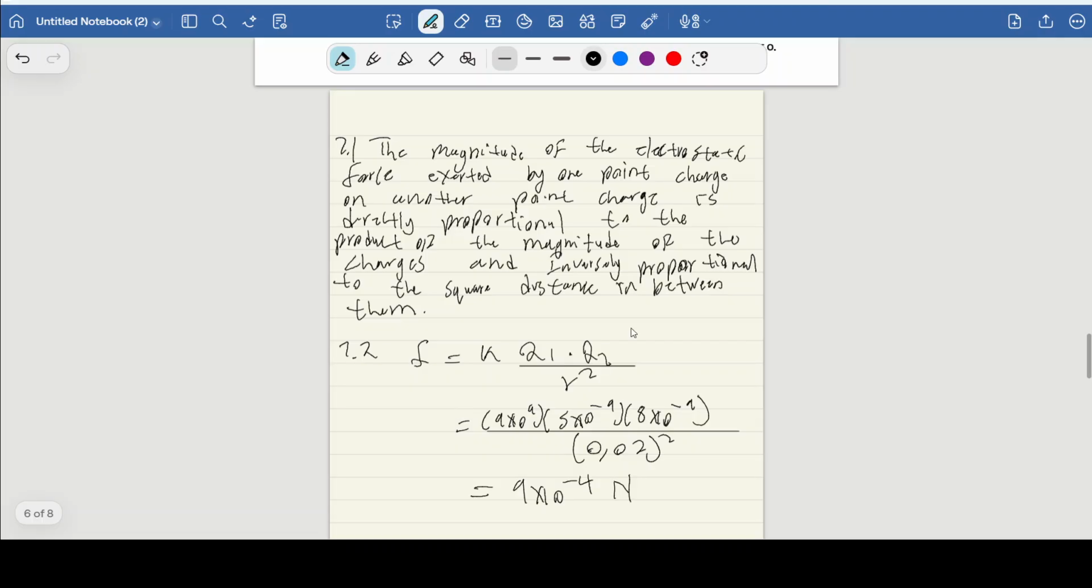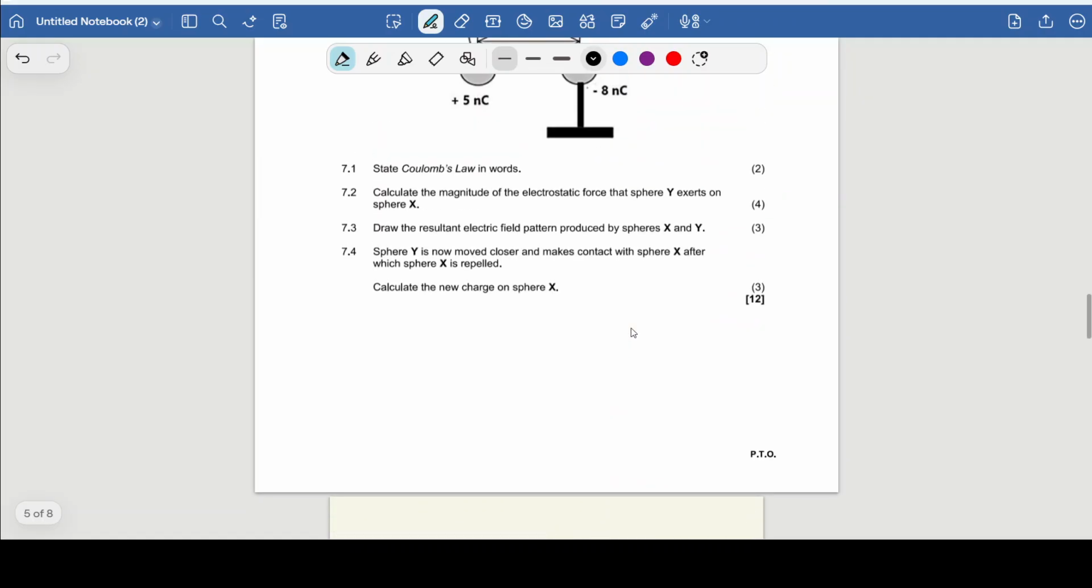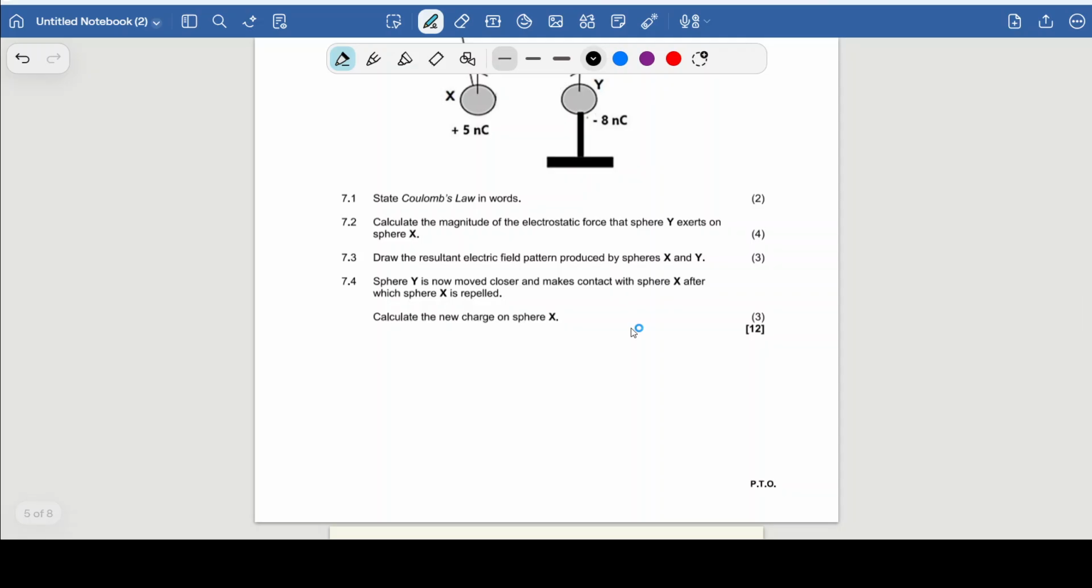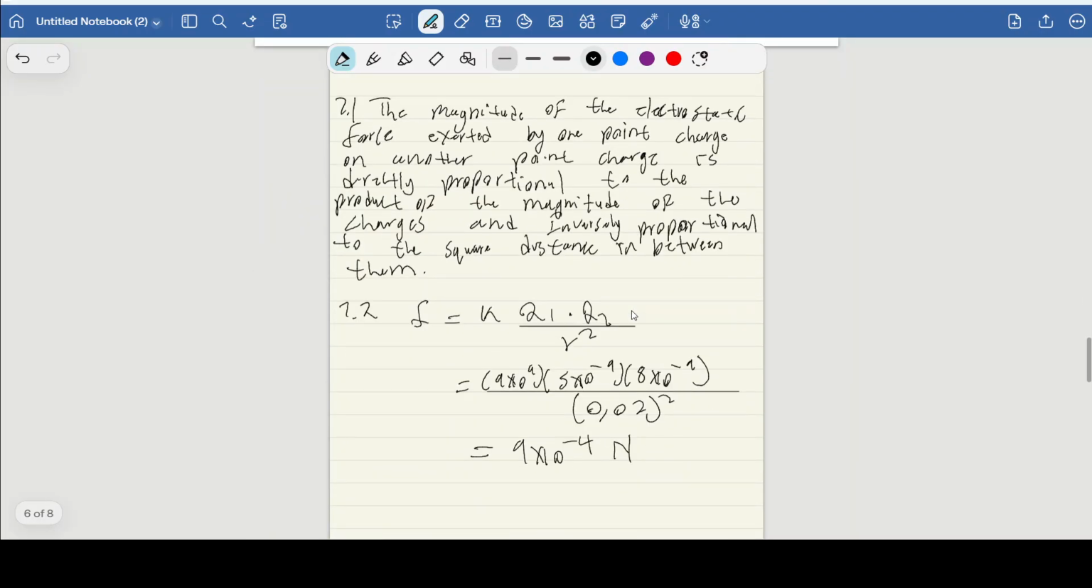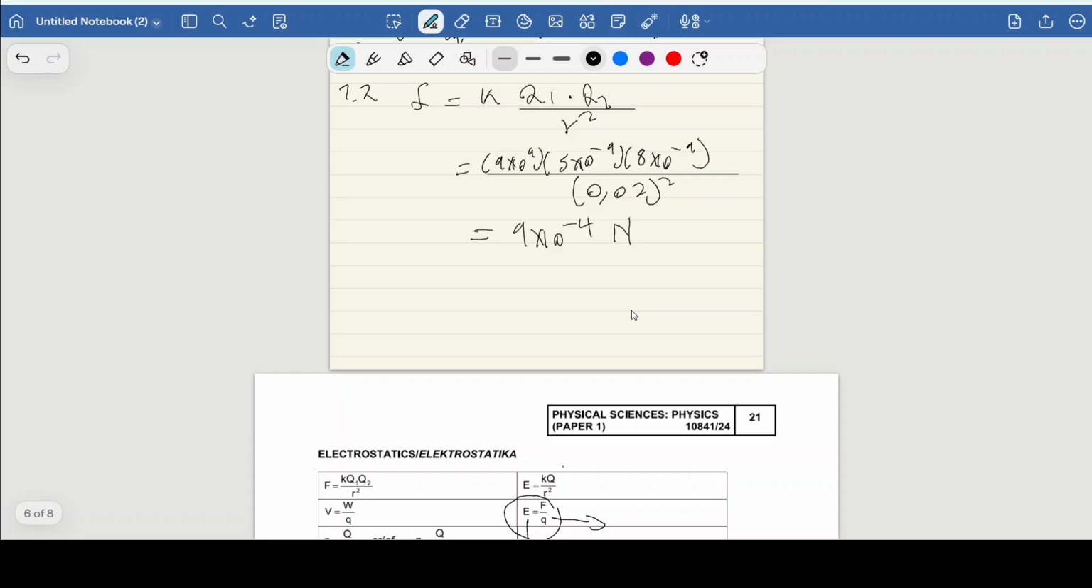Now, 7.3, draw the resultant electric field pattern produced by spheres X and Y. Here they just want to see if you understand electric field patterns. So 7.3.